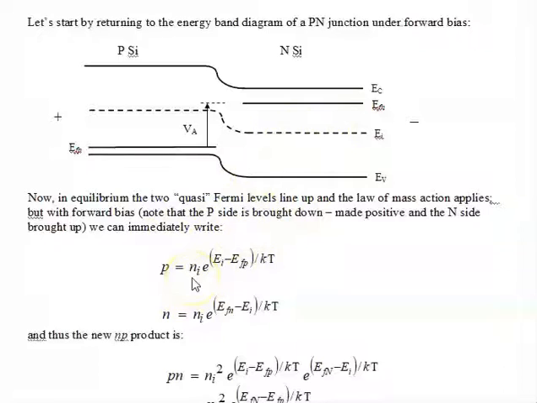However, in the bulk, we can write that the number of holes referenced to intrinsic is equal to the number of intrinsic holes multiplied by the exponential of how far, in this case we'll start with P, how far the intrinsic level is above the quasi-Fermi level on the P side. So this number here is positive. E sub i is greater than E sub Fp.